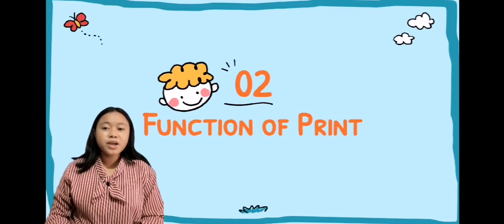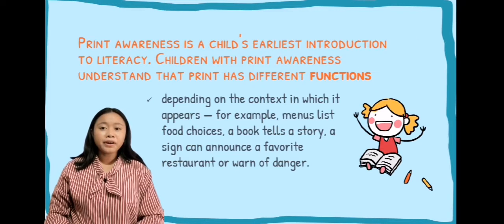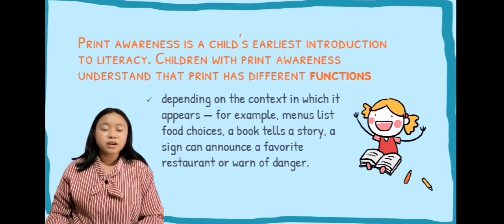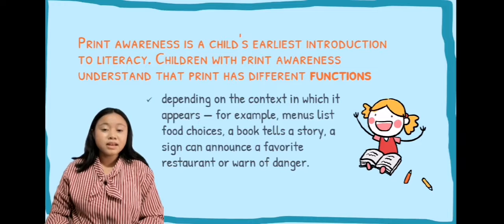So next, we have the functions of print. Print awareness is a child's earliest introduction to literacy. Children with print awareness understand that print has different functions depending on the context in which it appears. For example, menus list food choices. A book tells a story. A sign can announce a favorite restaurant or warn of danger.